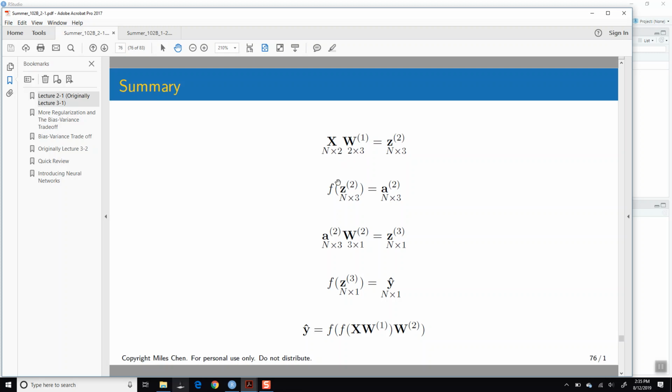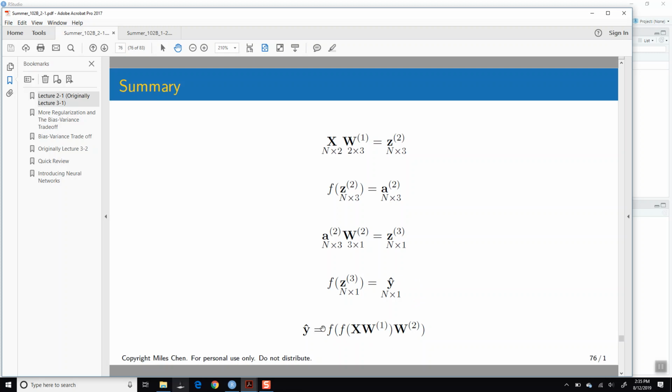We apply a function, n by 3, and we get n by 3. And then we take that result, a2, and we multiply it by w2, and we get n by 1. And then we apply a function there, and this is our y hat. Okay? So if I want to write y hat as just some nested functions, we can do that. It's x times w1 applied to a function, take that result, multiply by w2, and apply a function there.